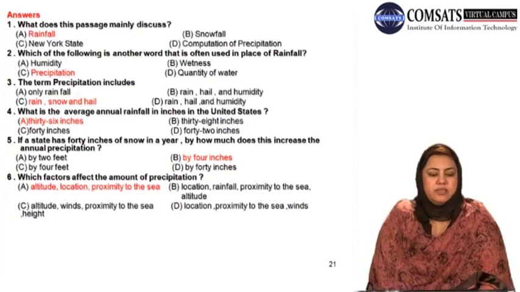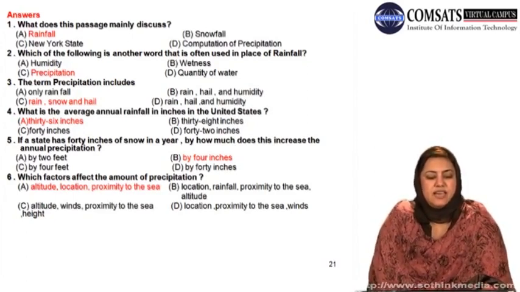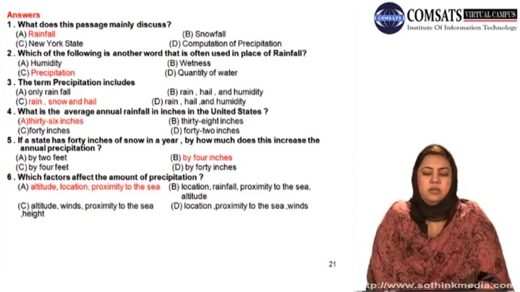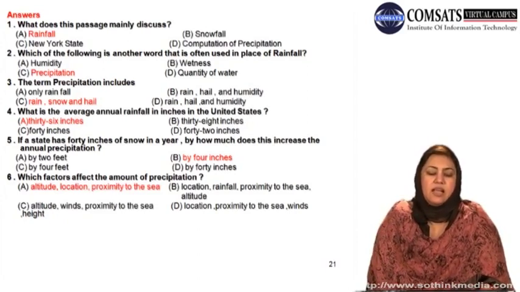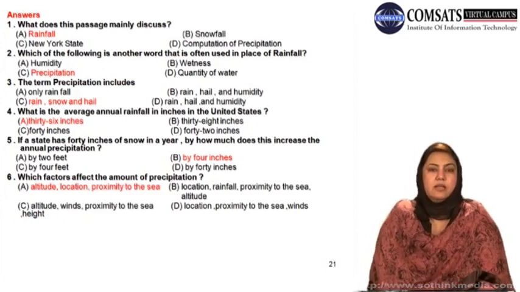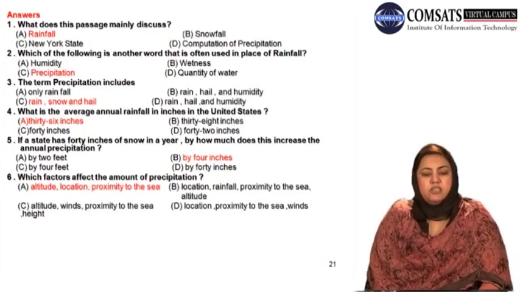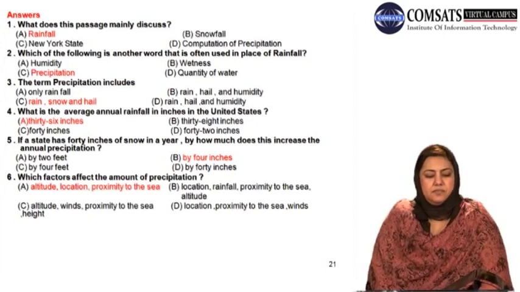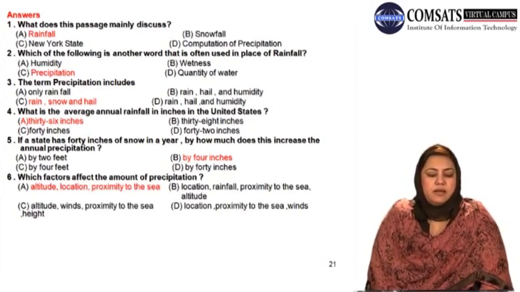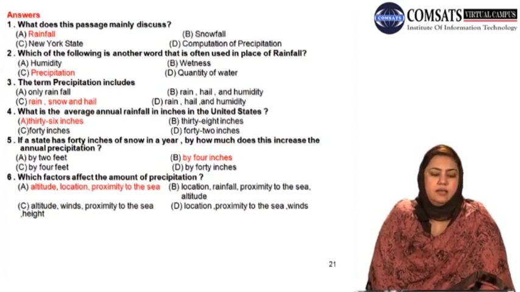As far as number 5 question is concerned, it said, if a state has 40 inches of snow in a year, by how much does this increase the annual precipitation? The 4 options were given to you here, and option B, that is by 4 inches, was correct. Which factors affect the amount of precipitation? This was the last question on the slide, and the correct option for answering this question was A, that is altitude, location and proximity to the sea.